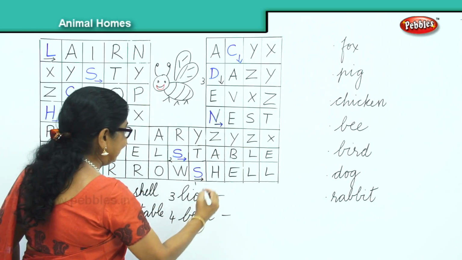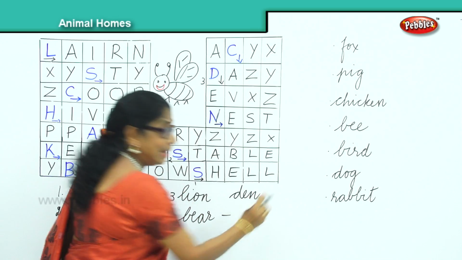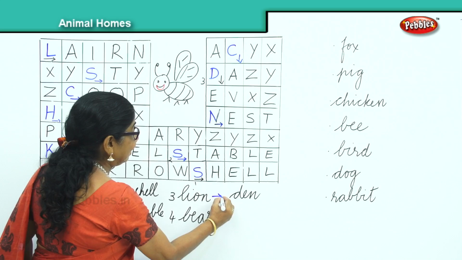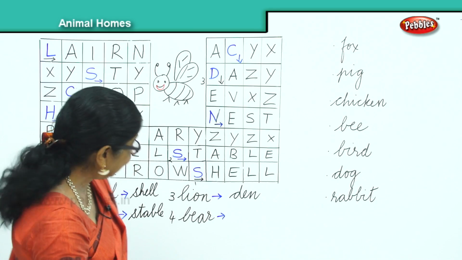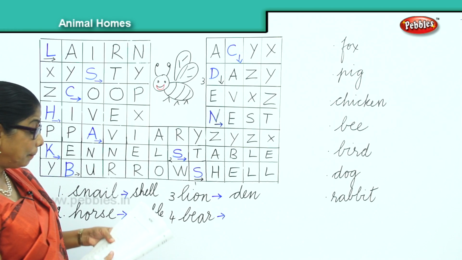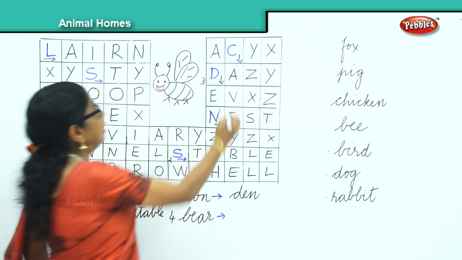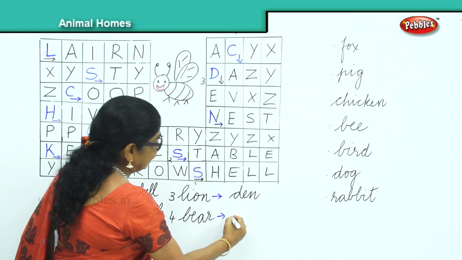Den. D-E-N. Den. Lion lives in a den. Alright? And we have here lion lives in a den. Now, next one. Let's find for me bear. Where does the bear live? Bear lives in a cave. Here, number 4. C-A-V-E. Cave.